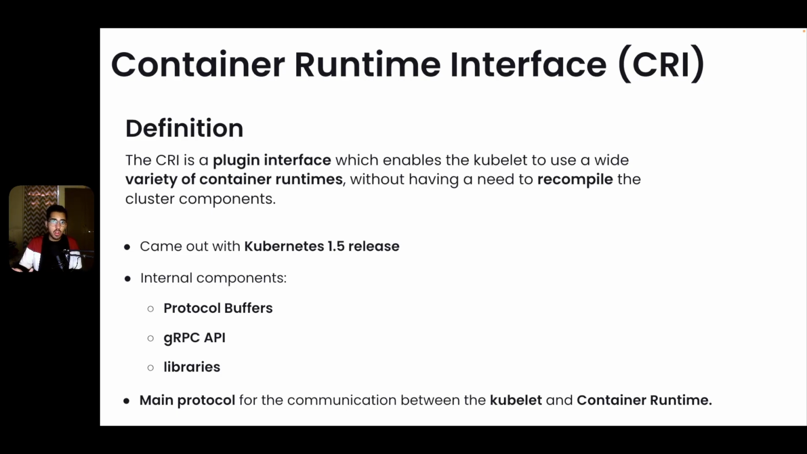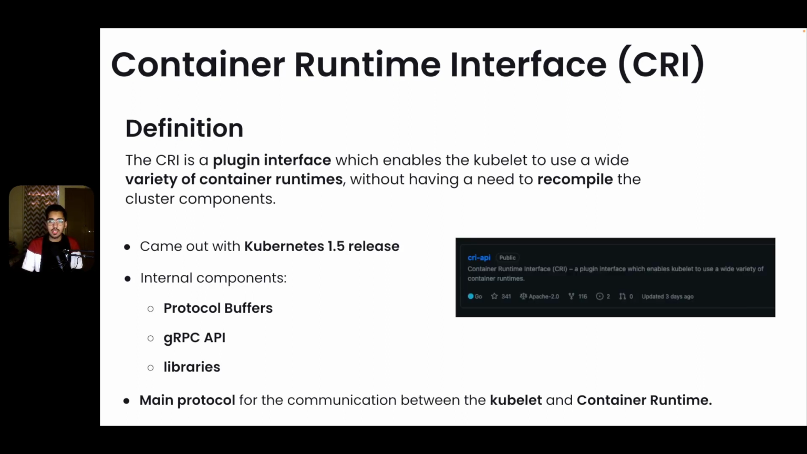Now, if you want to learn more about these internal concepts, I will certainly link some of the resources at the end of this talk, so you can definitely check it out. And this is basically the GitHub repo of the CRI API. This is under the Kubernetes organization. So you can see, right, that the CRI API is open source and you can contribute to it.